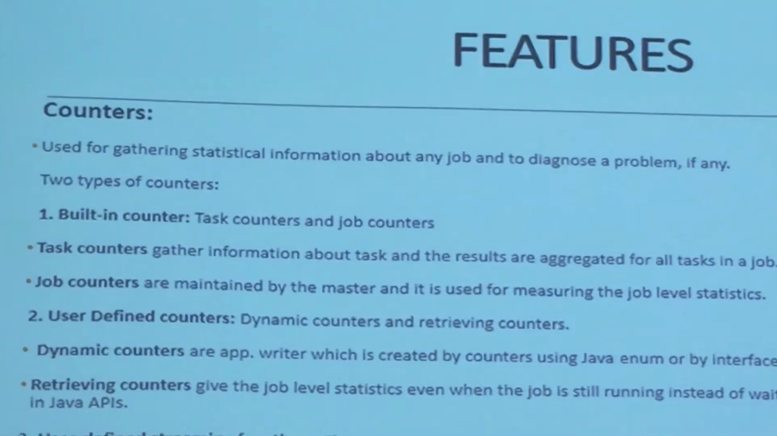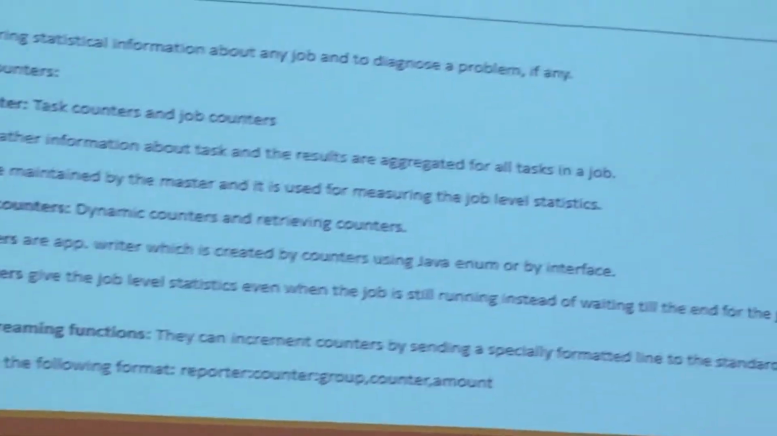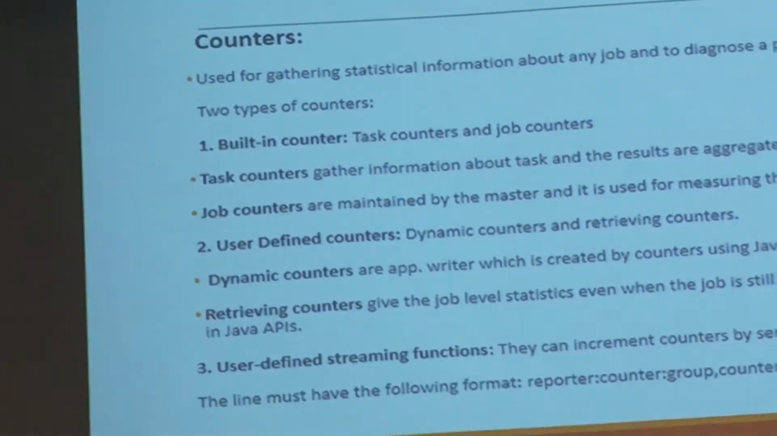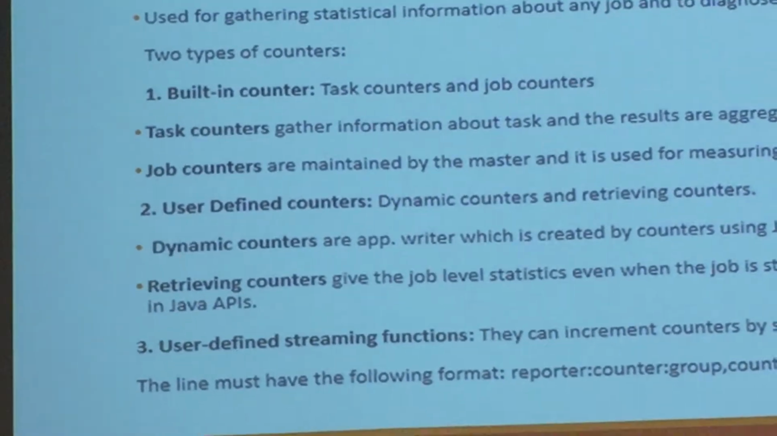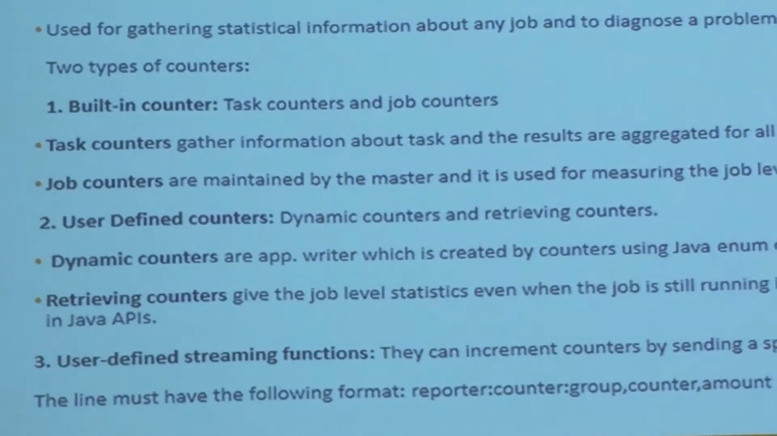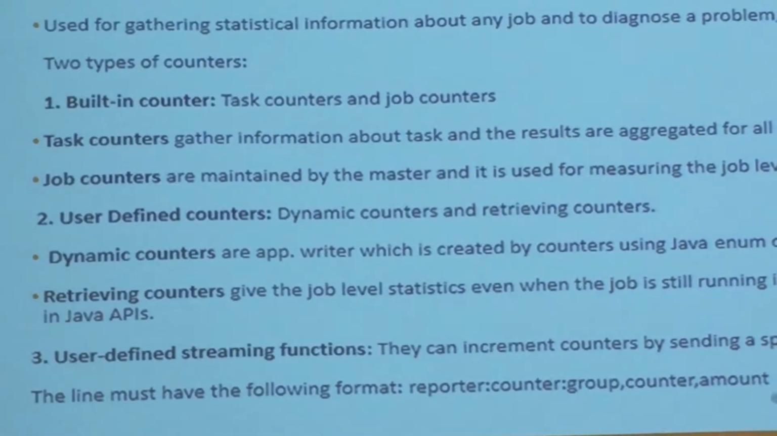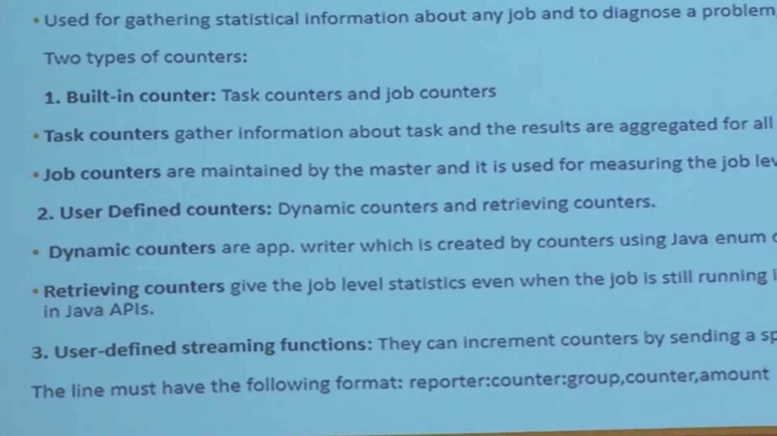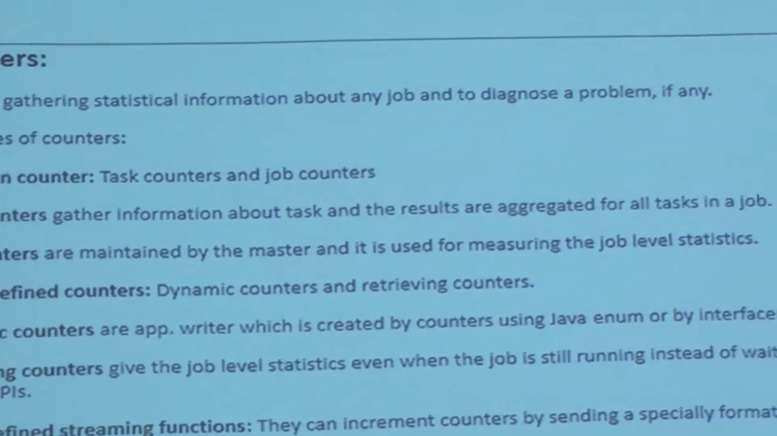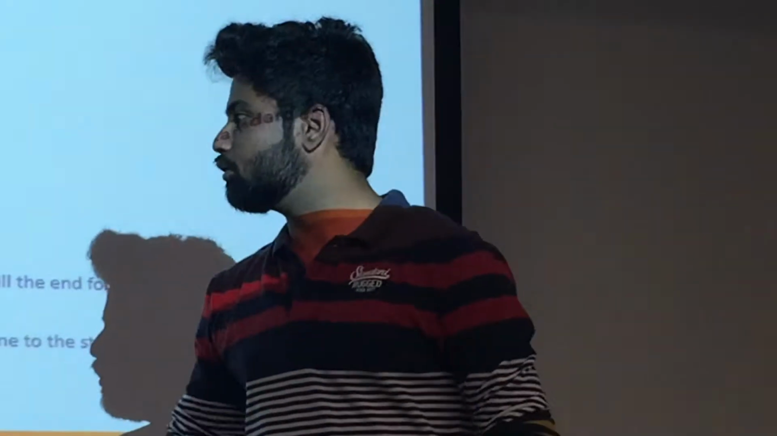An example of job counters can be how many mapper tasks there are in the whole application, how many reducer tasks there are in the whole application, something like that. The second is user-defined counters. User-defined counters are the counters that we create for our own purposes. There are two types: dynamic counters. Dynamic counters are written using a Java enum or the interface. MapReduce offers an interface through which you can define your own counters.